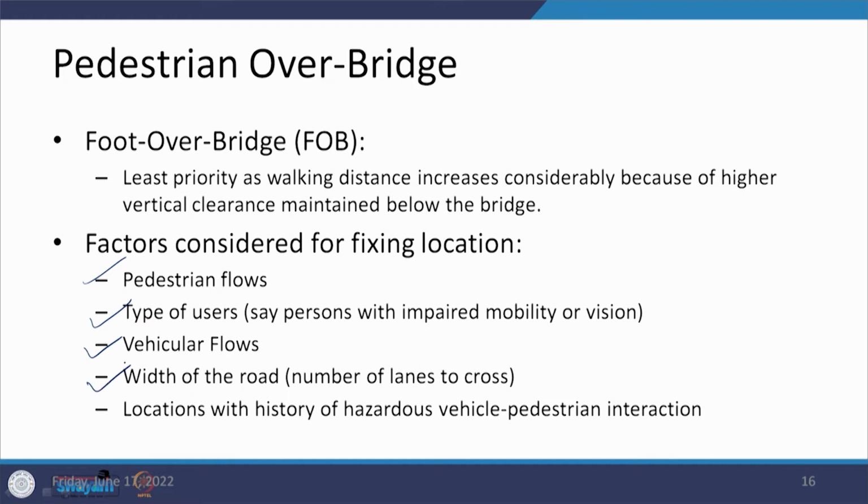The width of the road in terms of the number of lanes which need to be crossed by the pedestrians. If it is more than a 2 lane or 3 lane system, then it becomes quite difficult for a pedestrian to cross in one go. So, they will stop at the refuge island and again take an opportunity, and using that opportunity will cross to the other side. So, that is where the number of lanes is also a big issue here, and the locations where there has been a history of crashes or hazardous interactions between vehicles and pedestrians, that also is going to warrant that we should go for a grade separated crossing facility here.